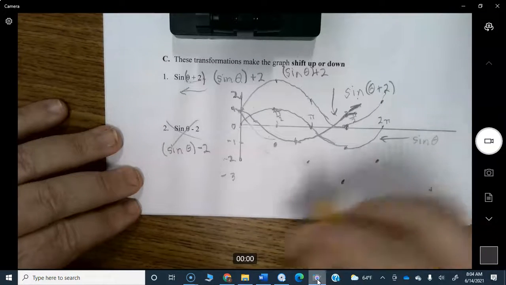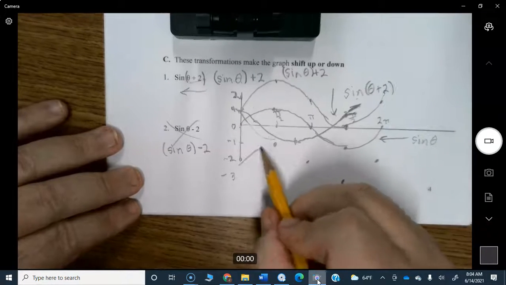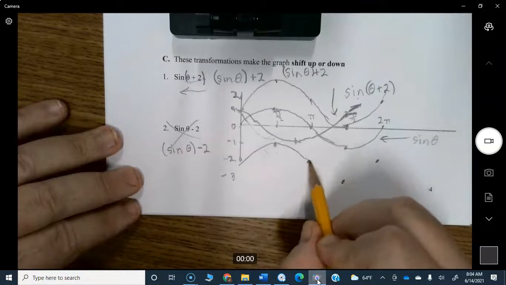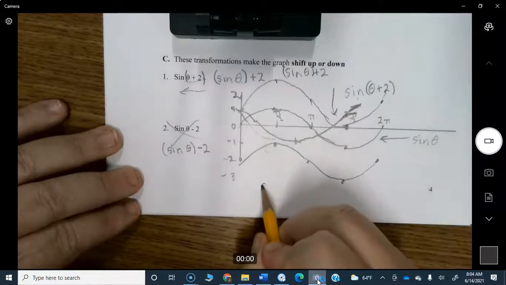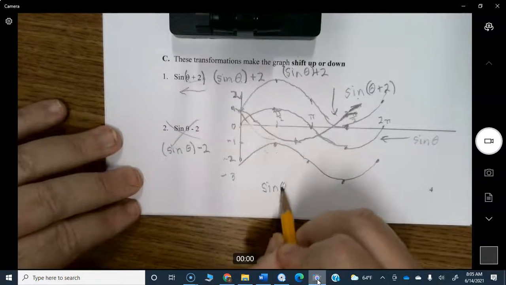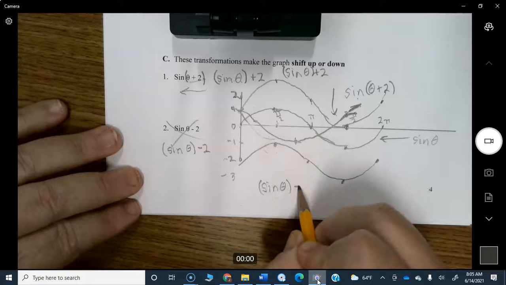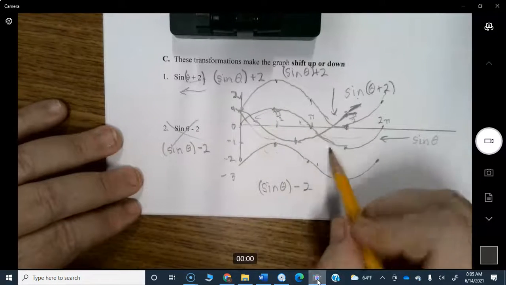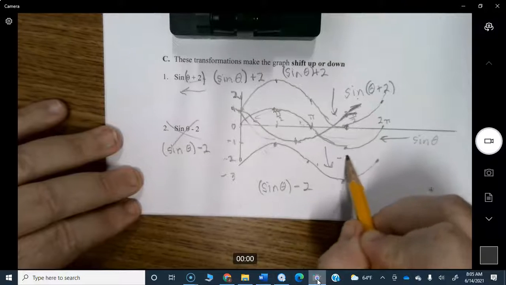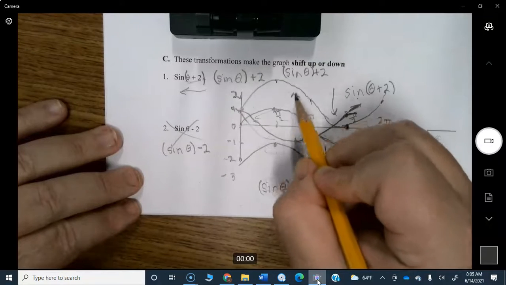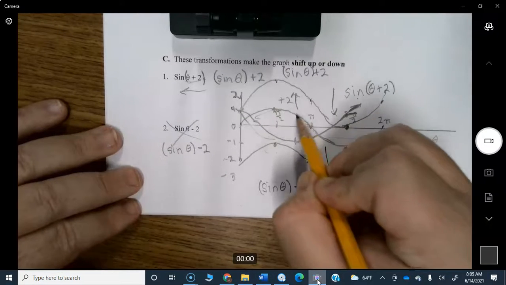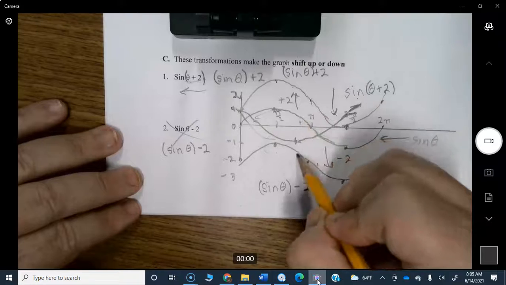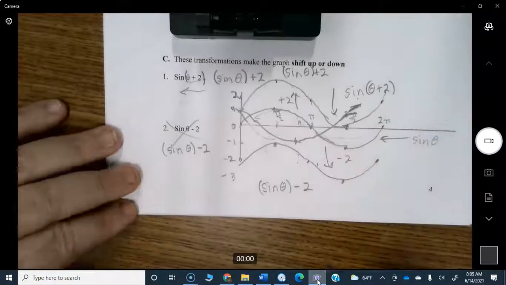So -2 is effectively your 0, okay? So it's going to look like this. And that's sine of theta. Take the sine of theta and then subtract 2 from it. So it looks exactly like sine of theta, except it's 2 lower. So this one is -2, and this one is supposed to be +2. This one's 2 higher, and this one's 2 lower. These two are separated, okay?